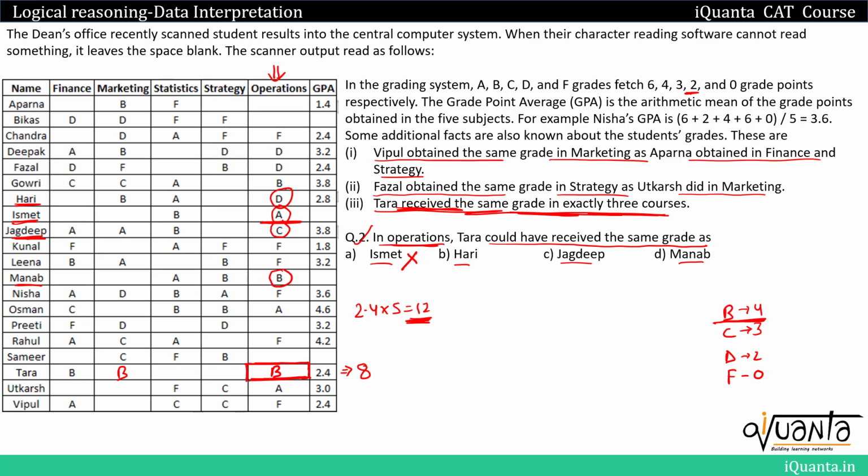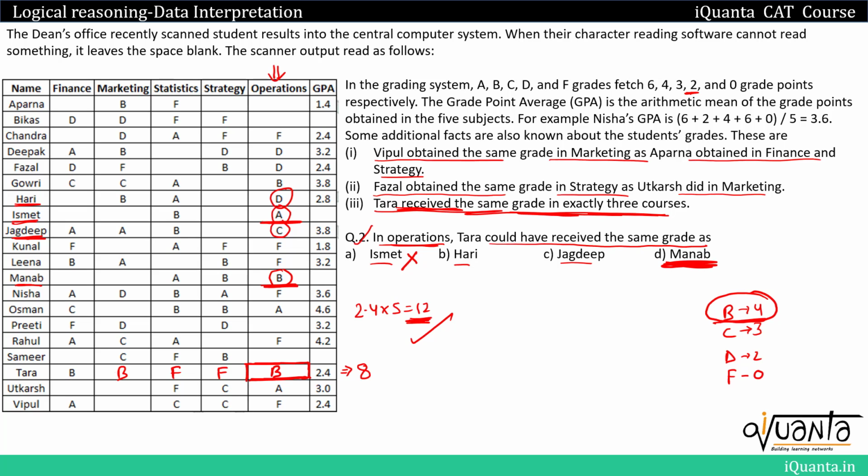In this case I can see that she has same grade in 3 subjects, B plus B plus B, which gives me a total of 12 marks. And now I can assign F in the remaining 2 subjects. So B is a grade possible for Tara. And who is scoring grade B? It is Manav over here. So Manav can be the possible answer.